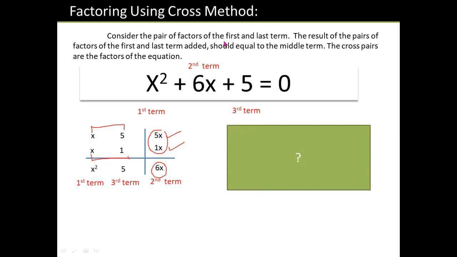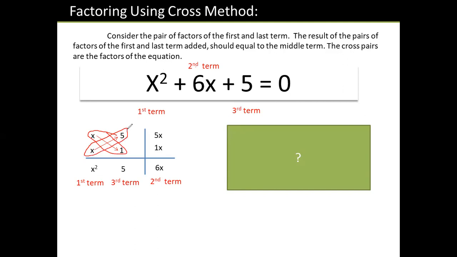Now, how is the cross method done? We have here x and 5, and we have x and 1. But we said that it is a cross method. So therefore, the pair should be x and 1. So x plus 1 and x plus 5. Remember, we should cross the pair.